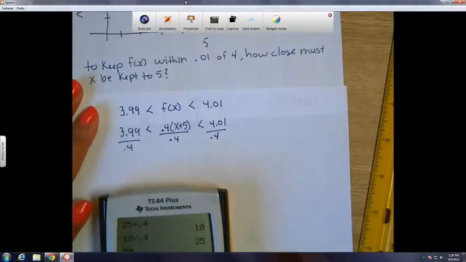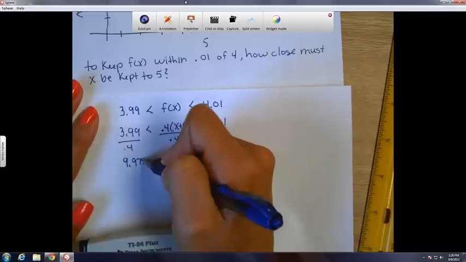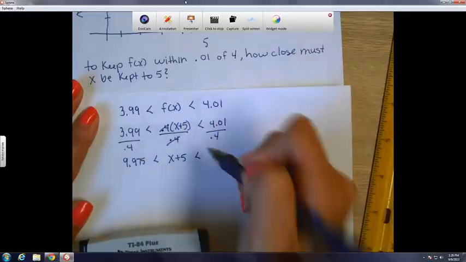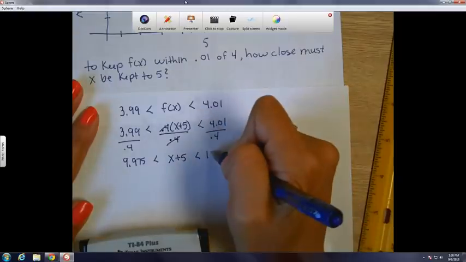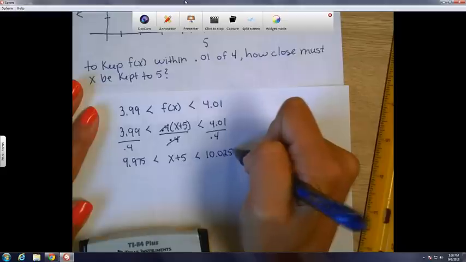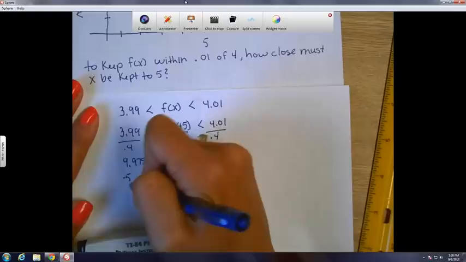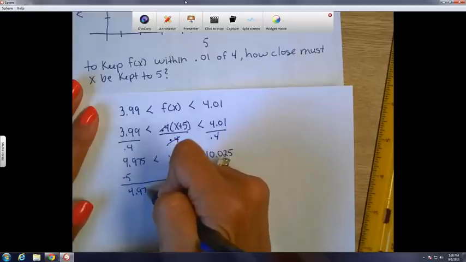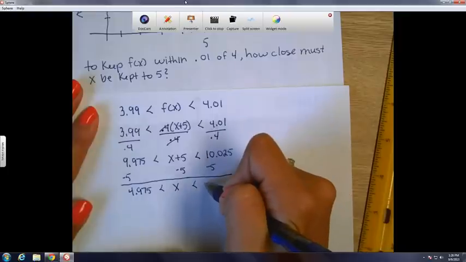So the 3.99 divided by the 0.4 is 9.975. x plus 5 is left in the middle. And 4.01 divided by 0.4 is 10.025. And I'll subtract 5 from everything. So I've got 4.975 is less than x is less than 5.025.